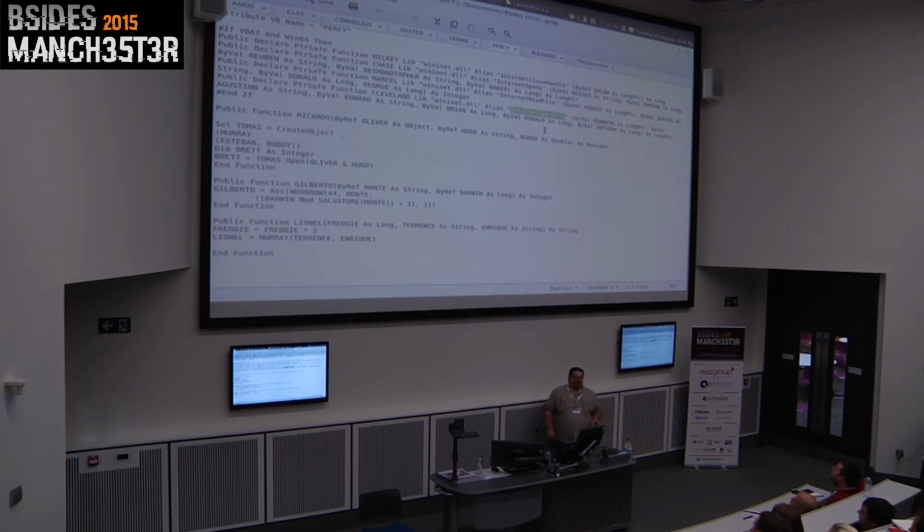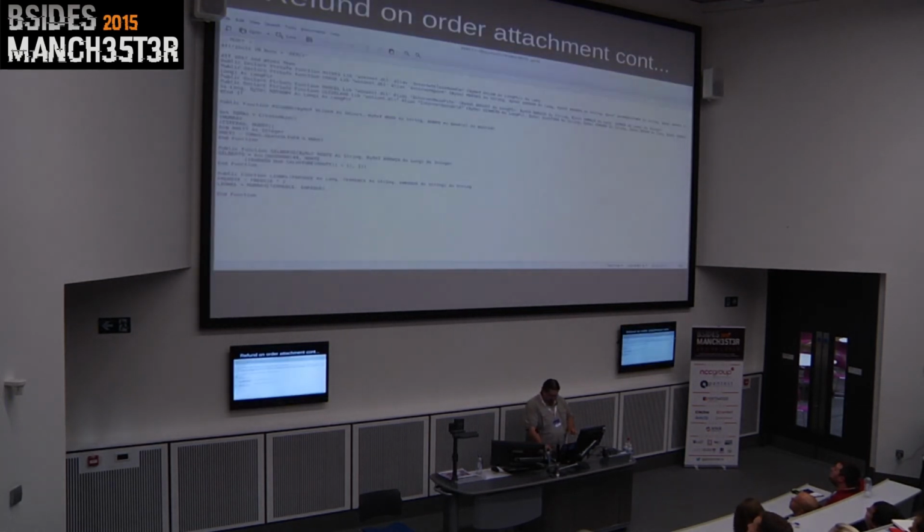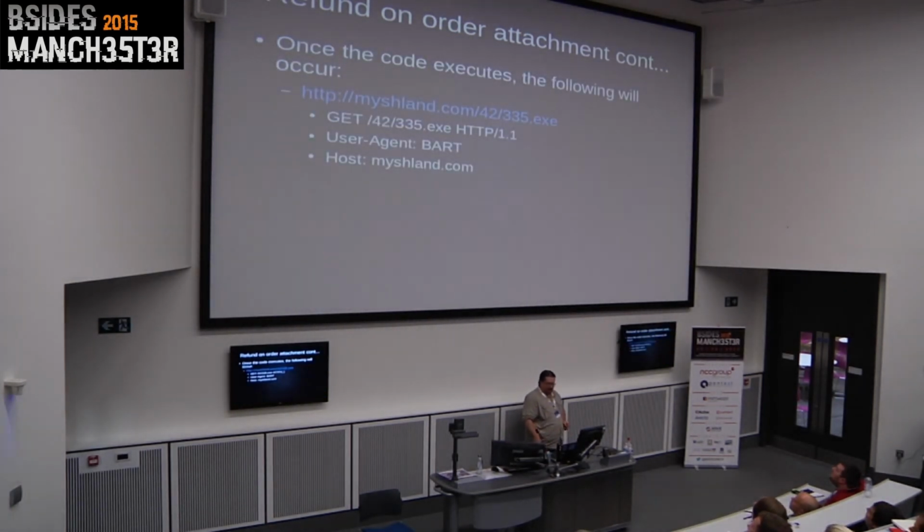The other thing you can do if you're lazy sometimes, like I am, is just run it through Google. Go back. And what you end up getting is that. So the code, when it executes, will call Michelin HTTP www.michelin.com/42/335.exe.